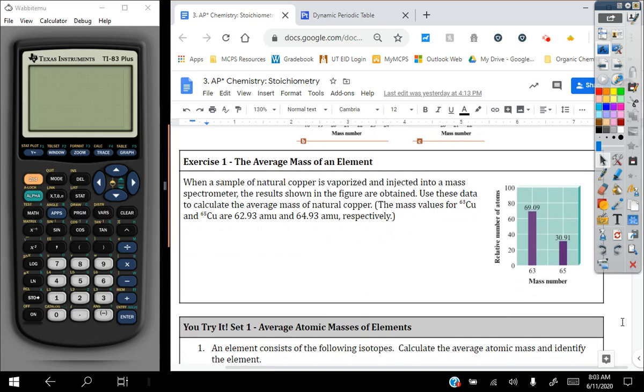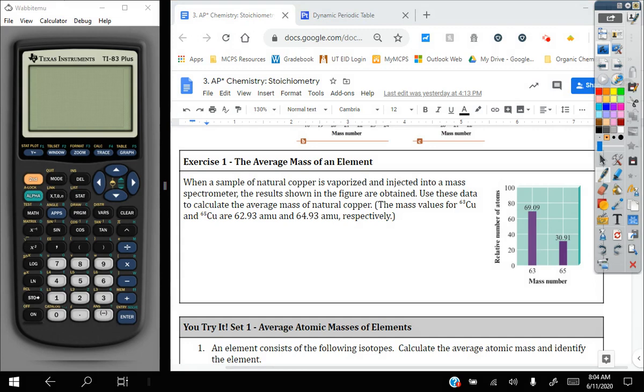Here we go. When a sample of natural copper is vaporized and injected into a mass spectrometer, the results in the figure are obtained. So it looks like we have at mass number 63, we have a relative abundance of 69.09. And at a mass number of 65, we have a relative abundance of 30.91. Now, those are percentages. Percentages we're going to have to take out of a whole. And they want us to calculate the average mass of our natural copper. Now I know on the graph it says 63 and 65, but the actual given mass values that we're going to use are 62.93 and 64.93.